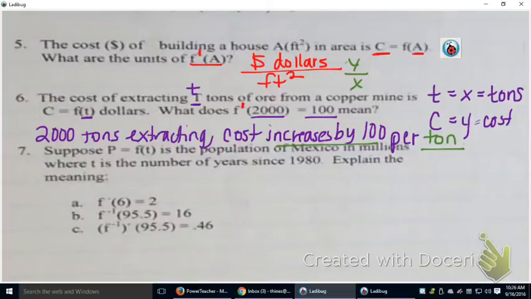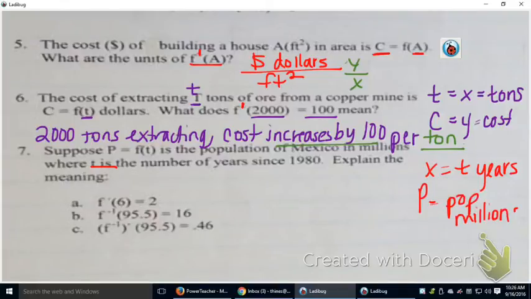Alright, last problem. Suppose P equals F of T is the population of Mexico in millions, where T is the number of years since 1980. Explain the meaning. Alright, so little t is the number of years. That's X. Big P is the population. It's in millions. Keep in mind on the little t, that's years since 1980. This particular problem is probably the most difficult to think about, especially the B and the C. The A is probably not that difficult. It's the B and the C that's kind of weird. So let's start off with A.